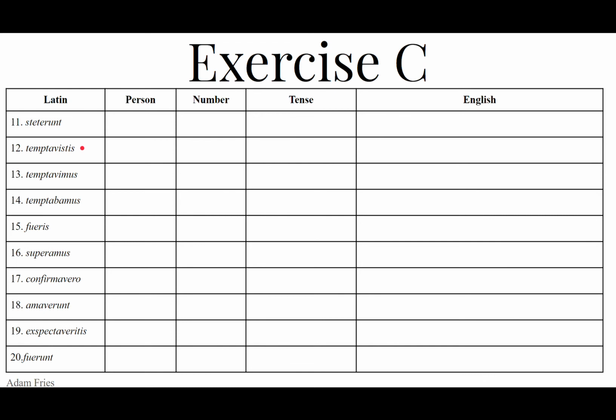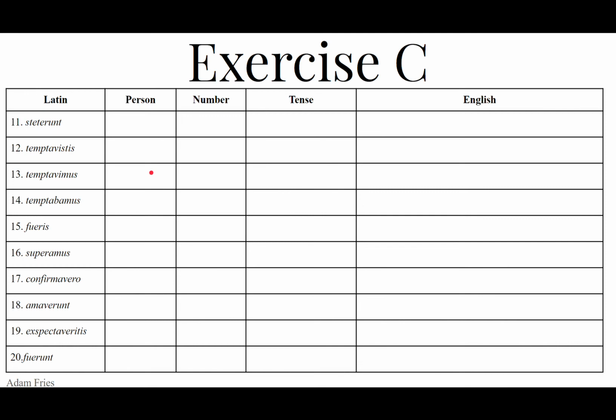Temptavistis. So istis, get used to the perfect personal endings of isti, it, imus, istis, erunt. Istis, second person plural, perfect tense of tempto, temptare, temptavi, temptatus. Ye tried. Ye have attempted. Y'all did this.